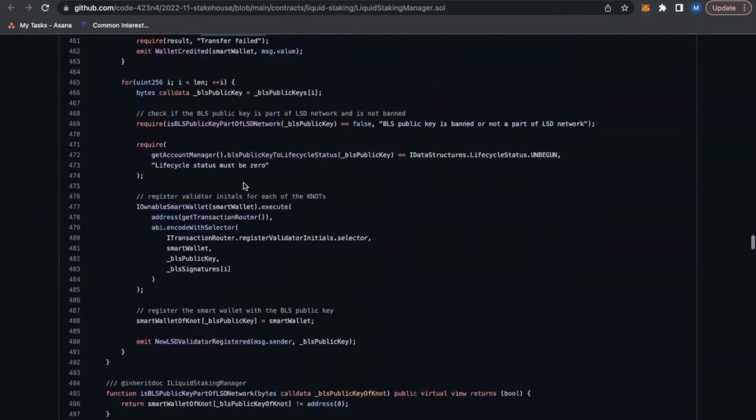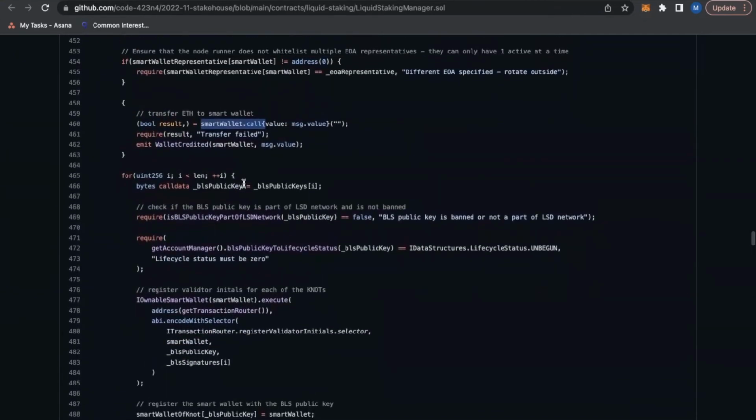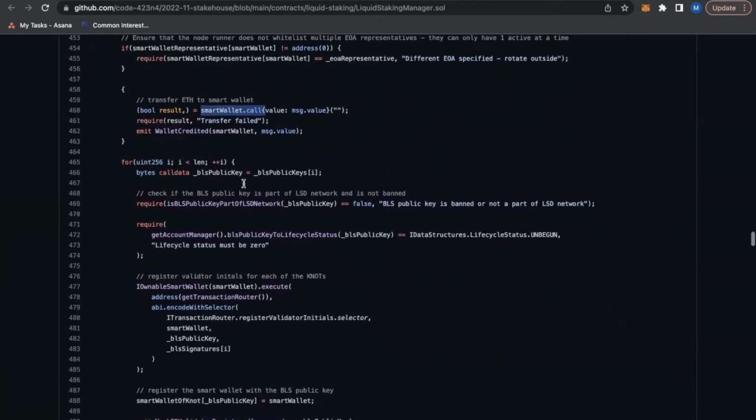I think what we can do then, as a node runner, is set up multiple keys in a single transaction. The Ethereum deposit contract will only let you do one at a time, but LSD allows you to do things in batches, right? So you can do 10, 20 keys, and that's not a problem, right?